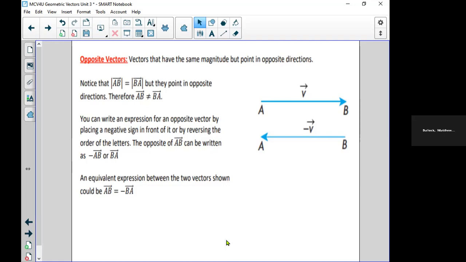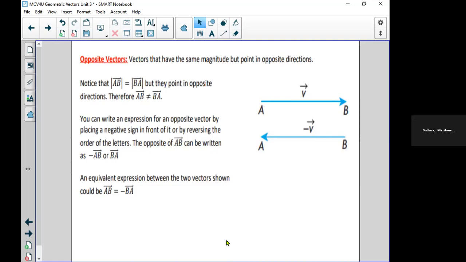Okay, you can write an expression for an opposite vector by placing a negative sign in front of it or by reversing the order of the letters. So if we have vector AB, you could either write the opposite of it as negative vector AB, or you could swap the A and the B, so it becomes positive vector BA. So there's two ways to denote that.